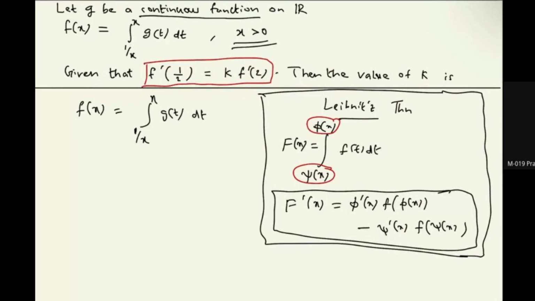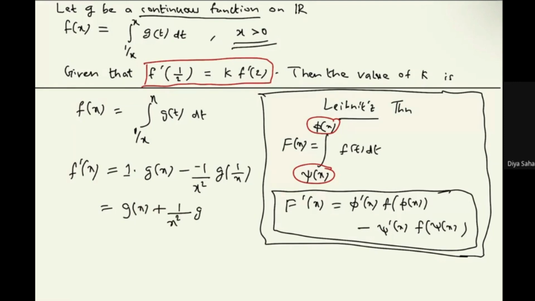So in our case, how can we find f dash x using this formula? Can you tell me what will be the value? So derivative of x is 1, times g of x, minus what? Minus of 1 by x square, yeah, g of 1 by x. So you got g of x plus 1 by x square g of 1 by x. So you got f dash x in terms of g.